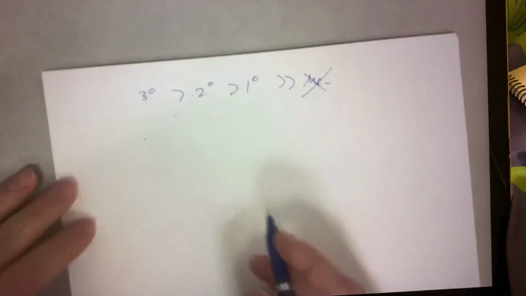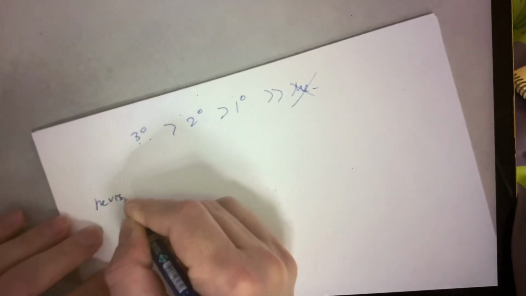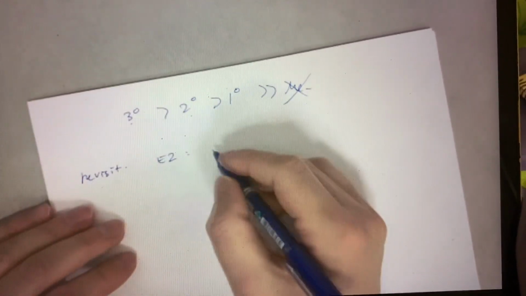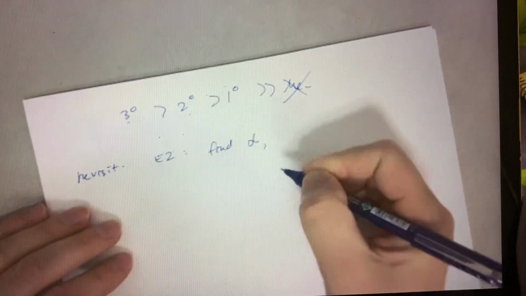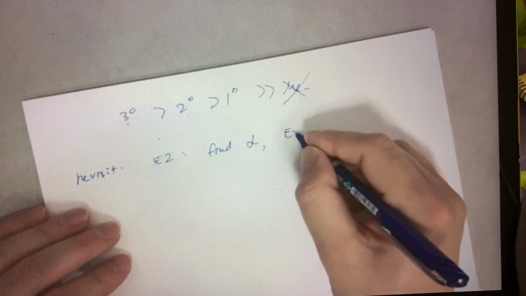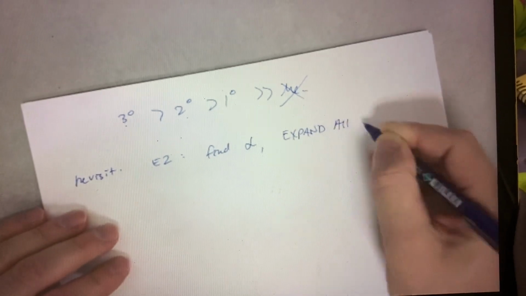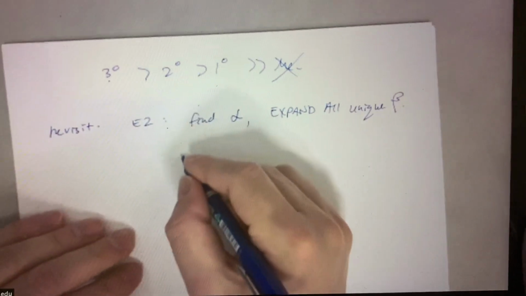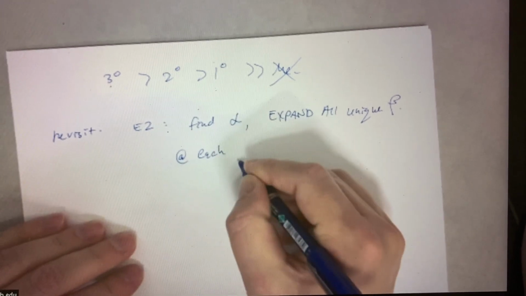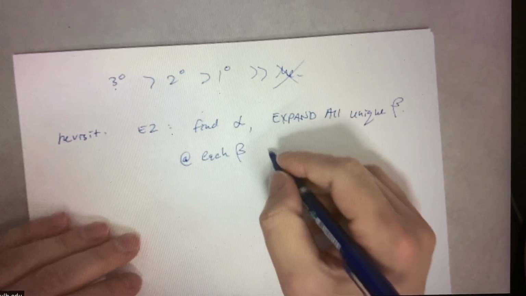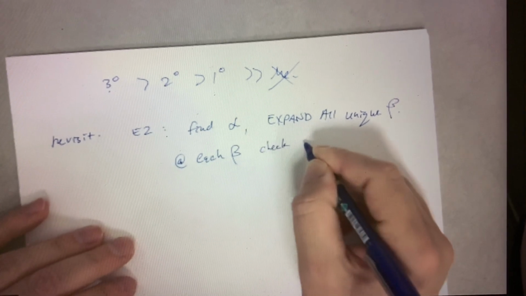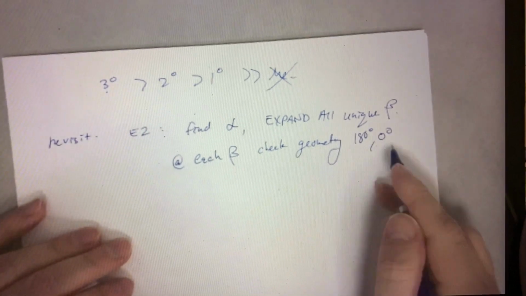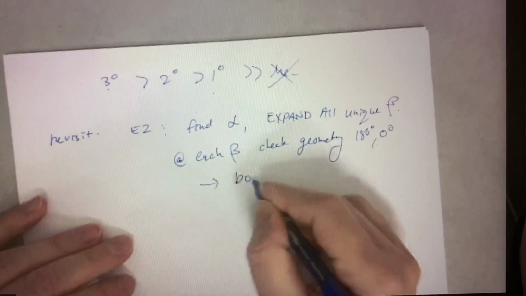Going to talk to you about this. We're going to redraw or revisit the last carbocation that we had. So when we did E2 reactions, our strategy was to find alpha, expand all unique beta positions, right? And then at each beta position, check geometry. We wanted 180 or 0, anti or syn periplanar, and then finally do E2 reactions.